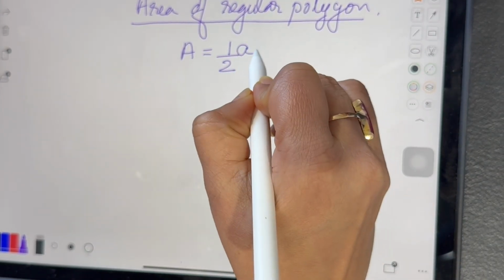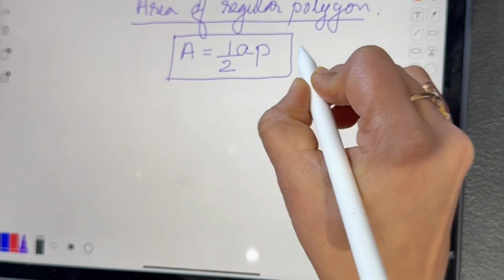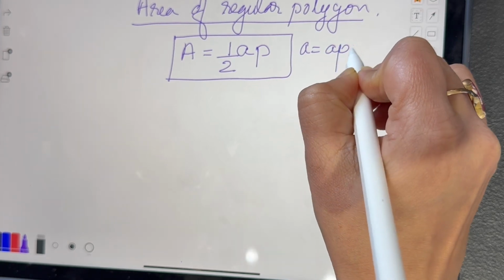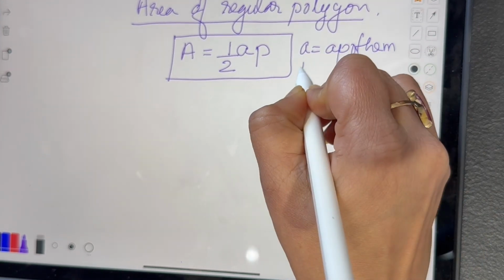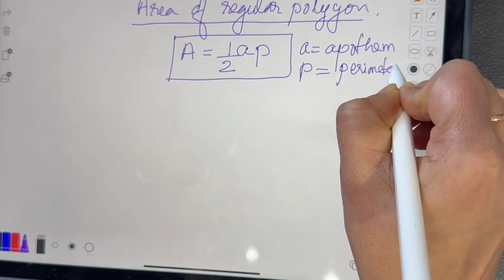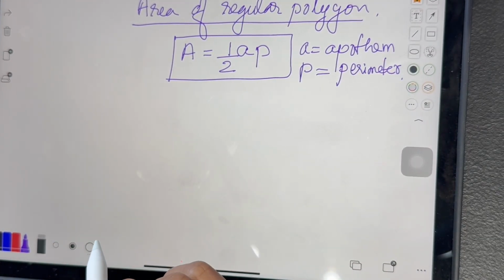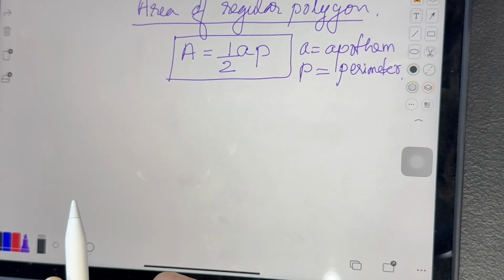The area of a regular polygon can be found by this new formula: half times apothem times P, where a is the apothem and P is the perimeter of that polygon. Don't tell me you do not know how to find perimeter.